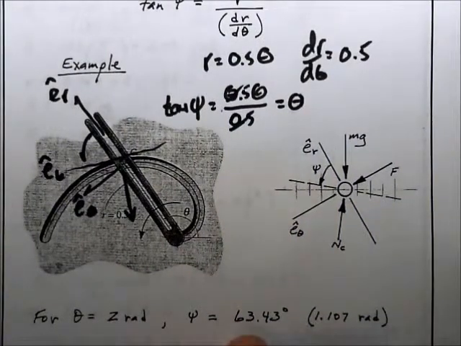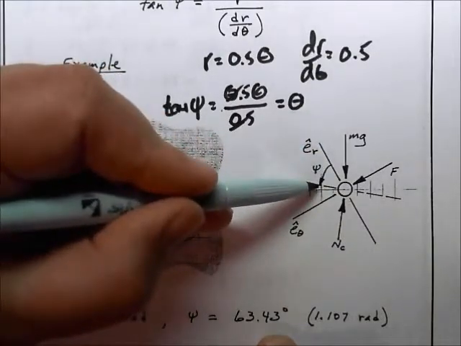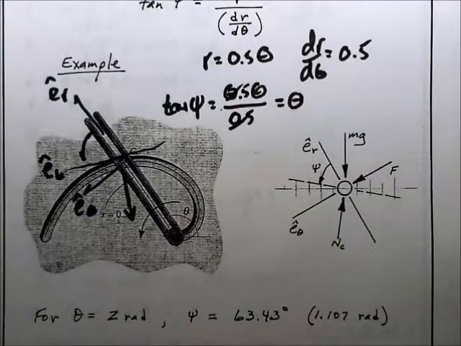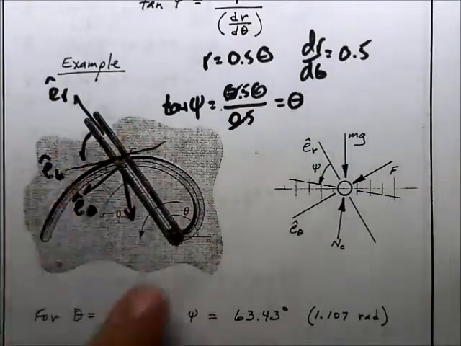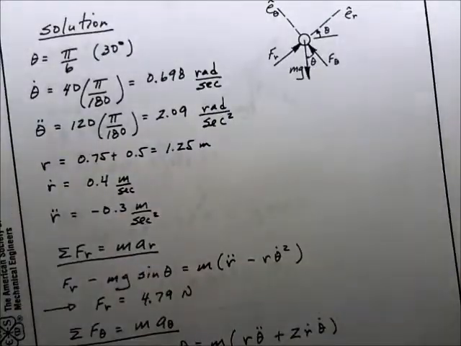So the angle between the tangent and the radial is a positive 63.44 degrees, and that tells us how to go from the radial to the tangent. Notice the direction from the radial to the tangent is how we get there. Okay, and 63.44 degrees is equivalent to 1.107 radians. So that takes care of the first part and some new geometry that we haven't seen before. Let's take a look at a few problems.